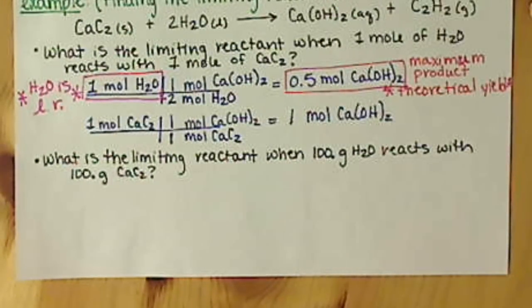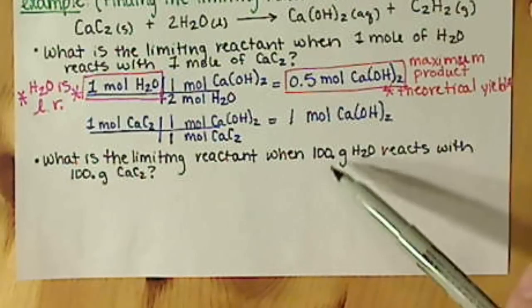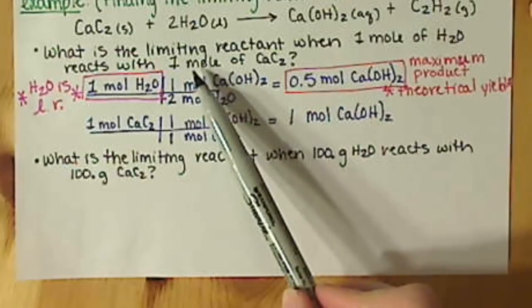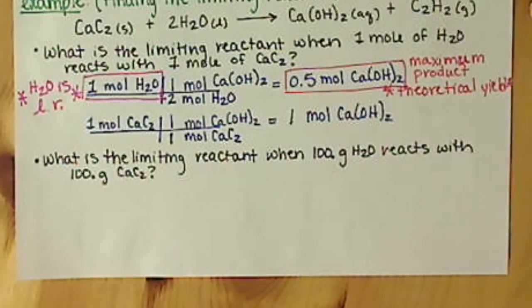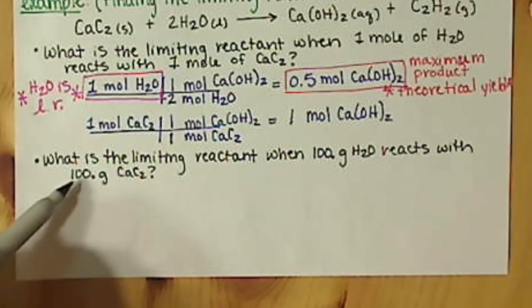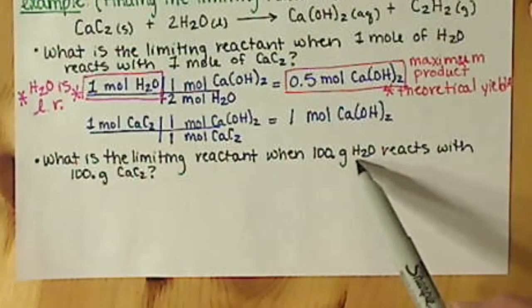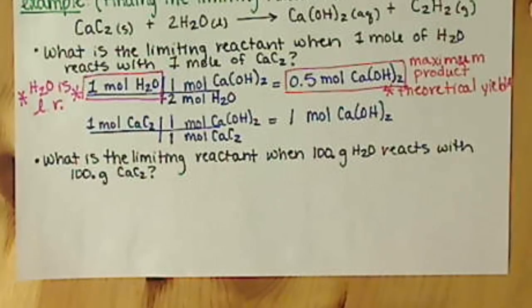Now it's really tempting to look at this and go, hey, I have the same grams of each of my starting compounds. I had the same amount of moles up in this question, so it must be water that's my limiting reactant. Now we can't do that with grams. The only way that you can compare one compound to another is to compare moles. So when we have a mass here, we can't tell anything from just comparing 100 grams of water to 100 grams of calcium carbide.